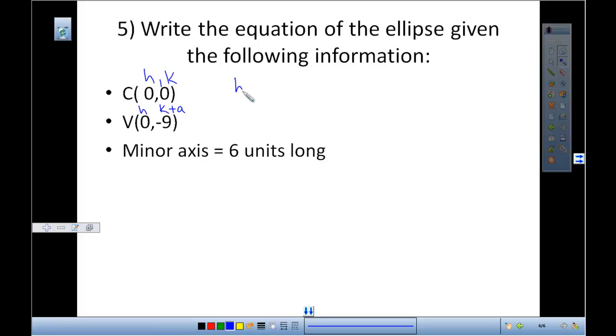All right, so this tells us that h is going to be 0, and k is going to be 0. And a is going to be, whether you write 9 or -9, we're going to square it. So I'm just going to go ahead and write the positive value. So this could be the same thing as k minus a, if you really want to look at it that way, that's perfectly fine.